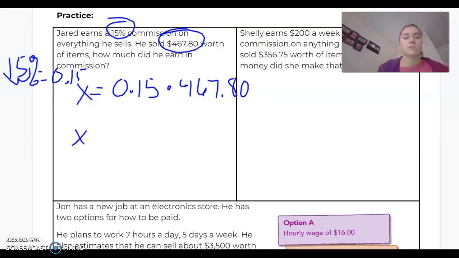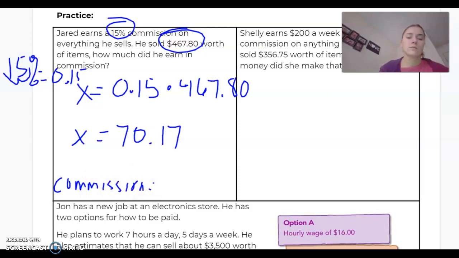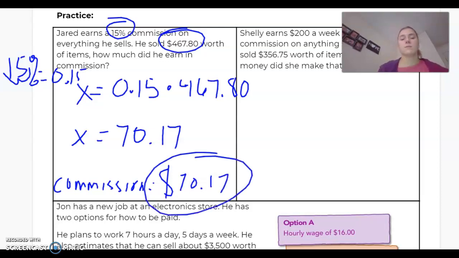When you do that, you should get X equals 70.17. So your commission earned is $70.17. That's your total commission. That's how much he's making based on that $467 that he sold in items. Okay?